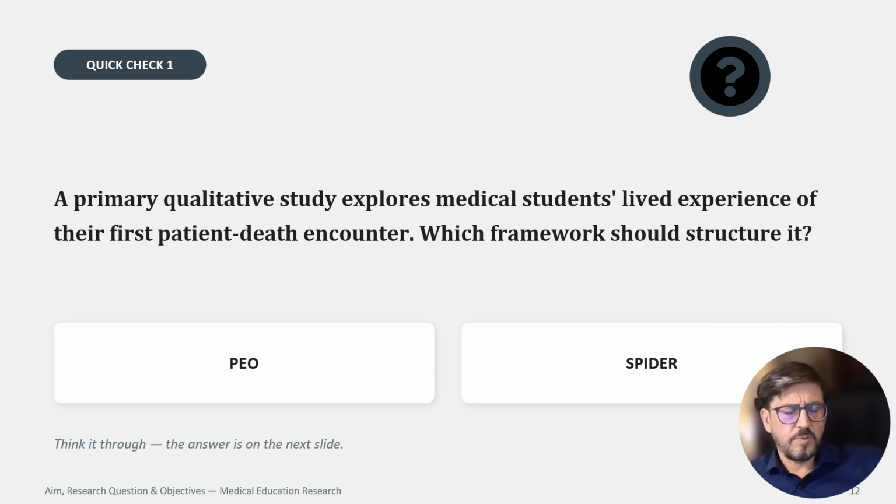Let's have a quick check on your knowledge. A primary qualitative study explores medical students' lived experience of their first patient death encounter. Which framework should structure it? So the first thing you need to do is decide what type of study it is. It's talking about lived experiences, it's phenomenology. So what do you think is the answer?